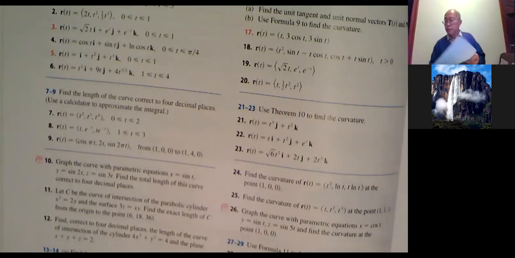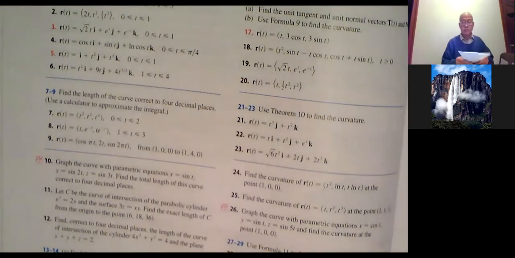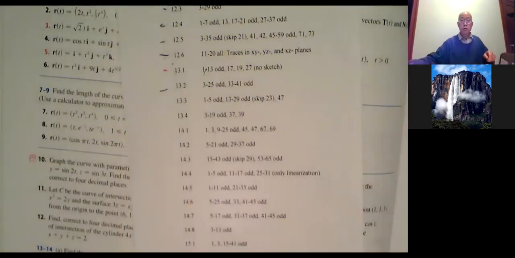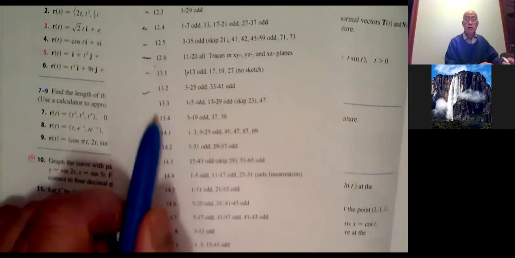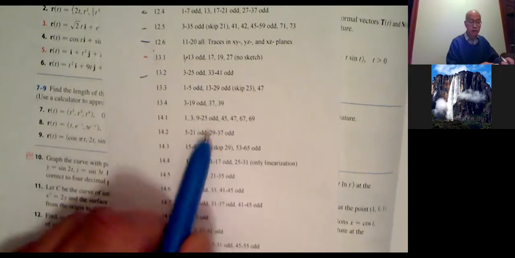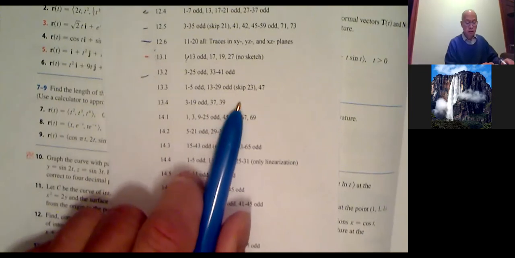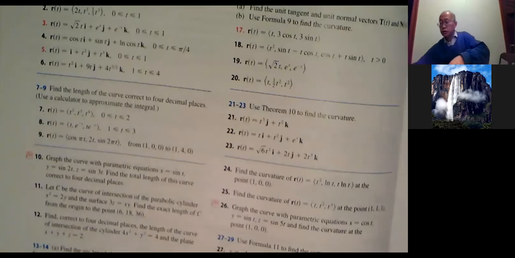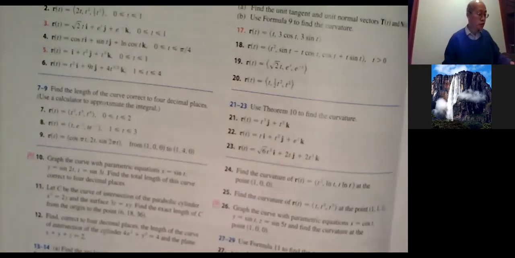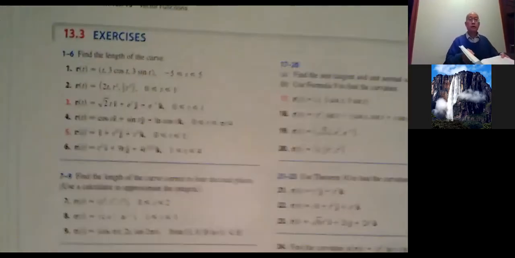All right, folks, let's pick up where we were. We're going to do some problems in 13.3, and then that'll be it for tonight. So we have 1 to 5, 13 to 29, except skip 23, and then 47. I'll show that to you as normal in case you don't want to get the book.